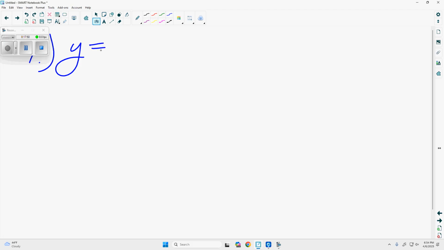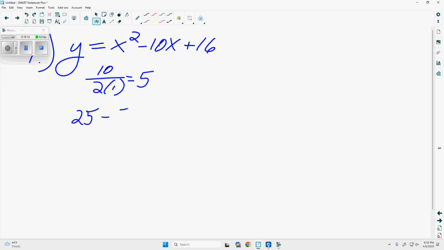Okay, so number 4 is y equals x squared minus 10x plus 16. Ooh, I like this one already. Okay, here we go. So it's going to be negative b over 2a. So negative 10 all over 2 times 1 equals 5. And then I'm going to plug that in. So it's going to be 25 minus 50 plus 16.